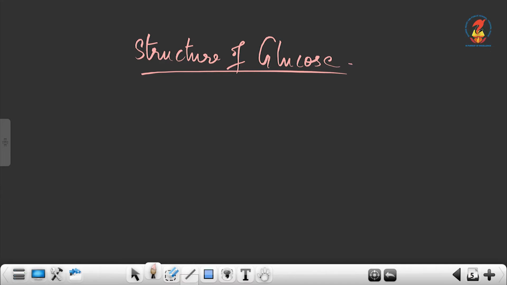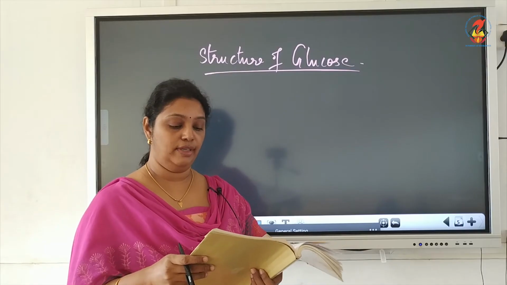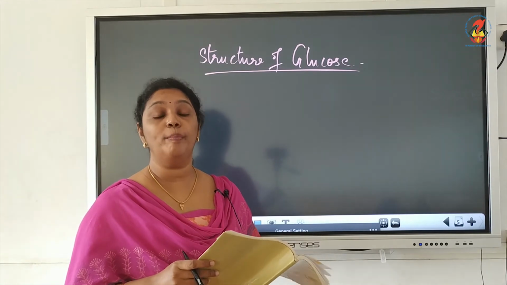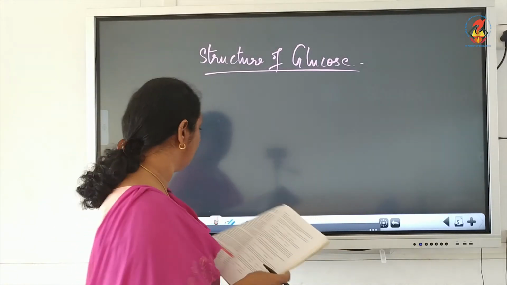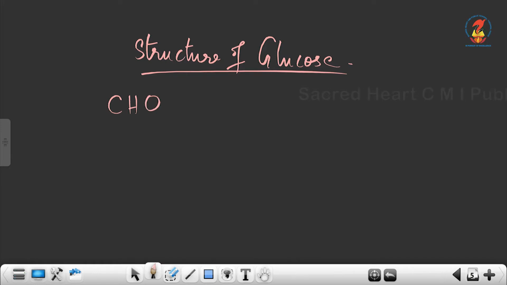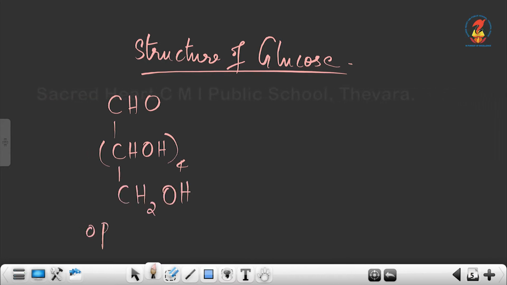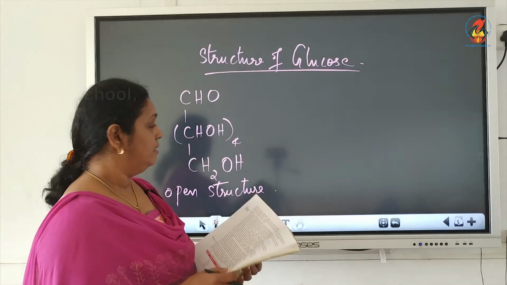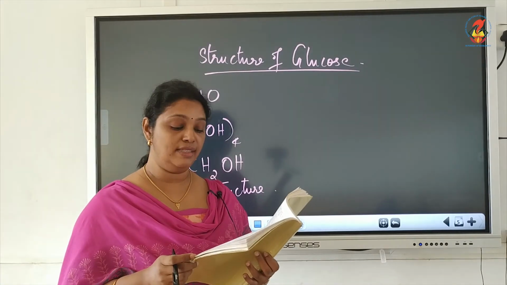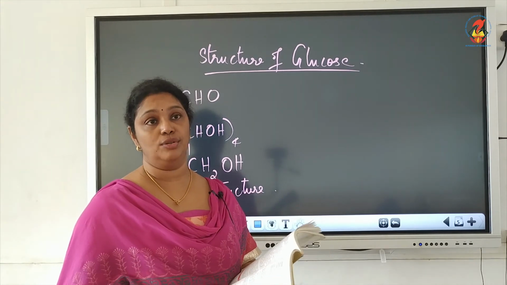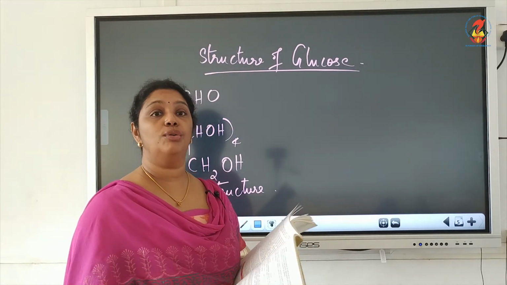Now, the structure of glucose, we have a structure that is called the open chain structure for glucose, and the structure is this: CHO, (CHOH)4, CH2OH. This is the open structure of glucose. Okay, now the glucose was given this structure on the basis of the following reactions. So many reactions were done and glucose is given this structure.